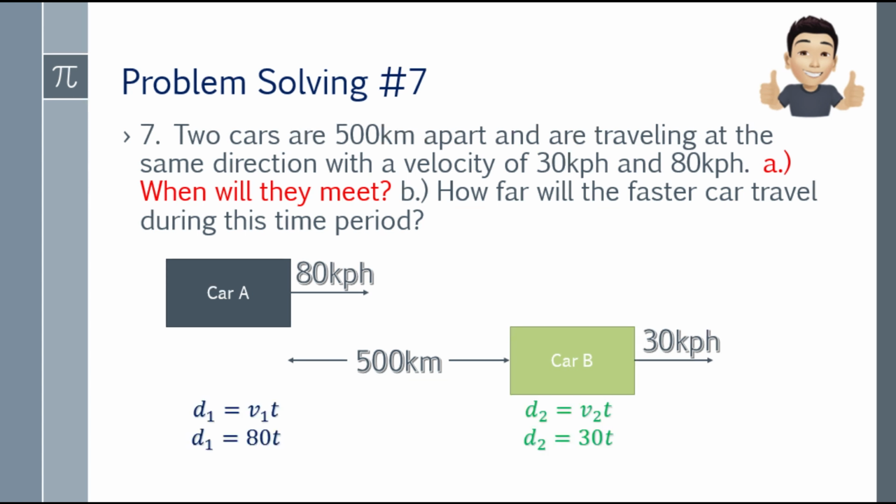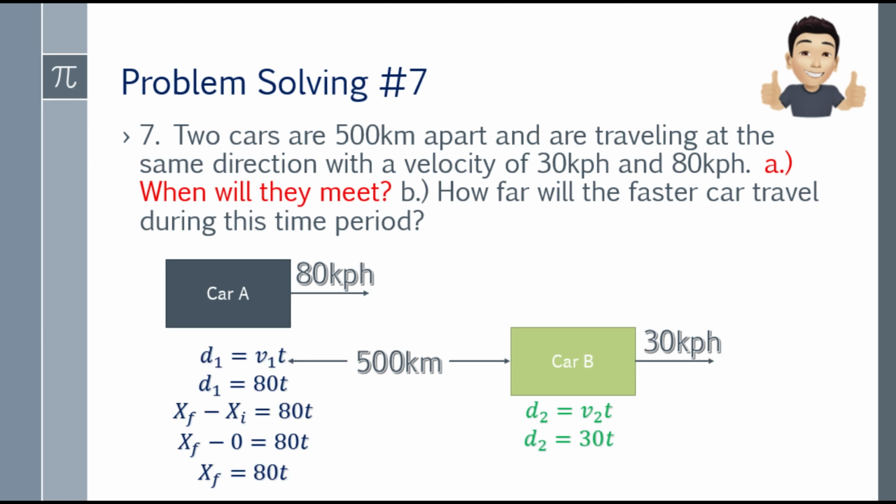You can use a simple formula that will be d is equal to Vt. So, dun sa car A, that will be d is equal to 80 times time. Okay? Hindi natin alam pa yung time. So, ginawa ko muna ng 80t. For the car B naman, same naman din siya. D is equal to Vt. So, 30 kilometers per hour times mo ng time, 30t.